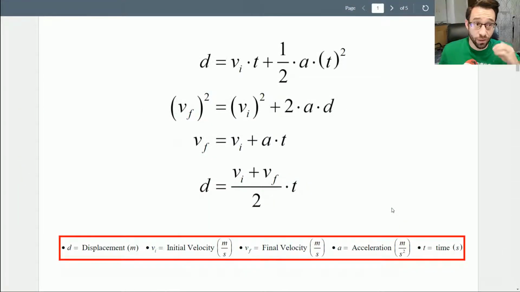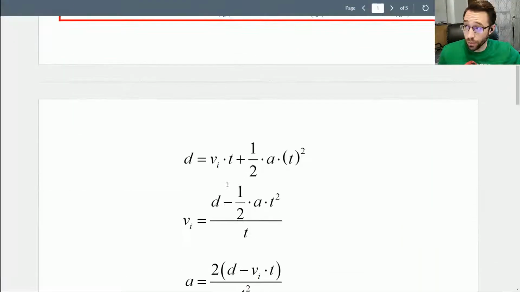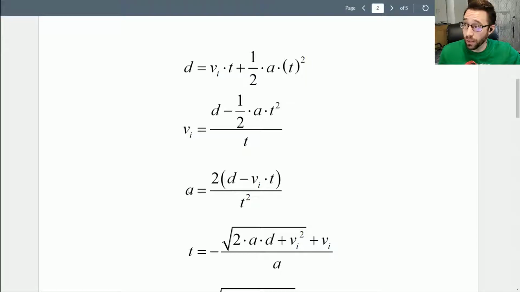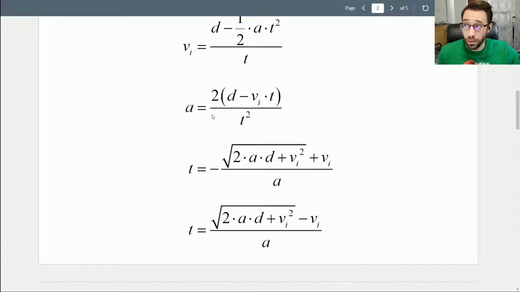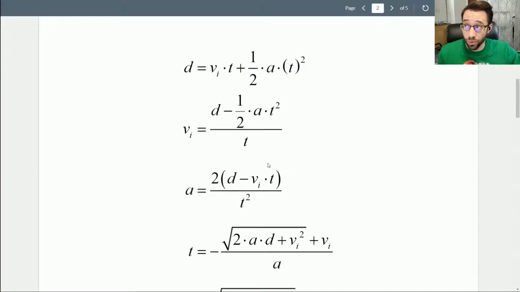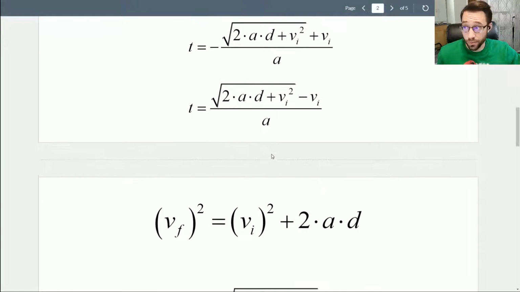I need to have a on the left side. So none of these would work. Scroll down. Oh, here we go. We have a on the left side. I've got d, which is one of my variables. I have v sub I. Good so far. But I have t. I don't have a value for t, so this one's out. Does that make sense? And then none of the other equations are solved for a, so I can't use any of those.